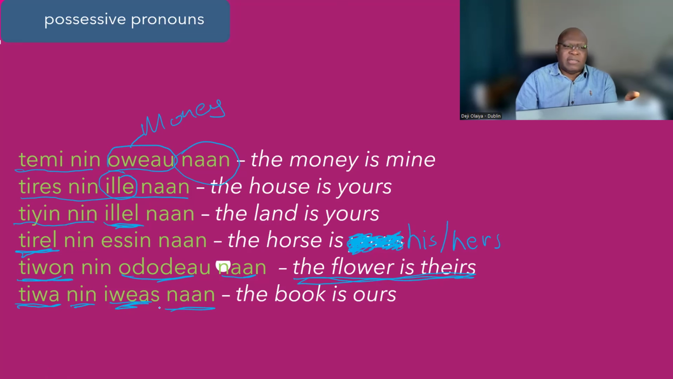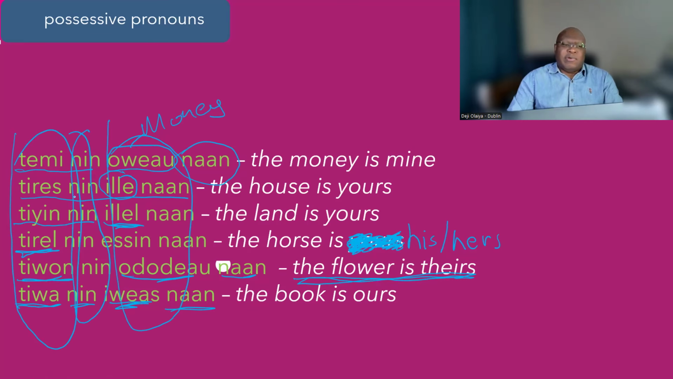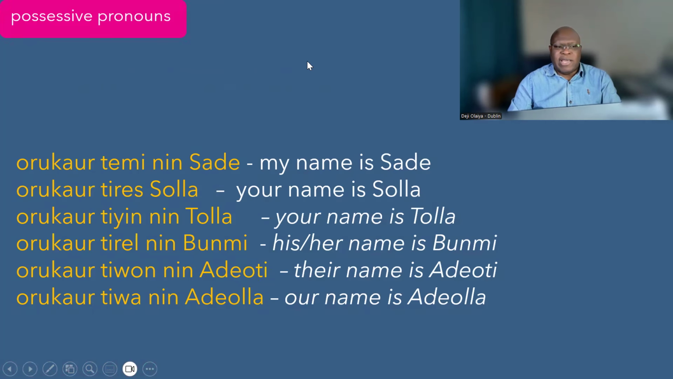So as you can see, you start with a possessive pronoun here. These are the possessive pronouns. And you follow this with the verbs, the verbs here. And then you follow that with the nouns. Okay? So that's the way that is done. Let's go to make some other examples.